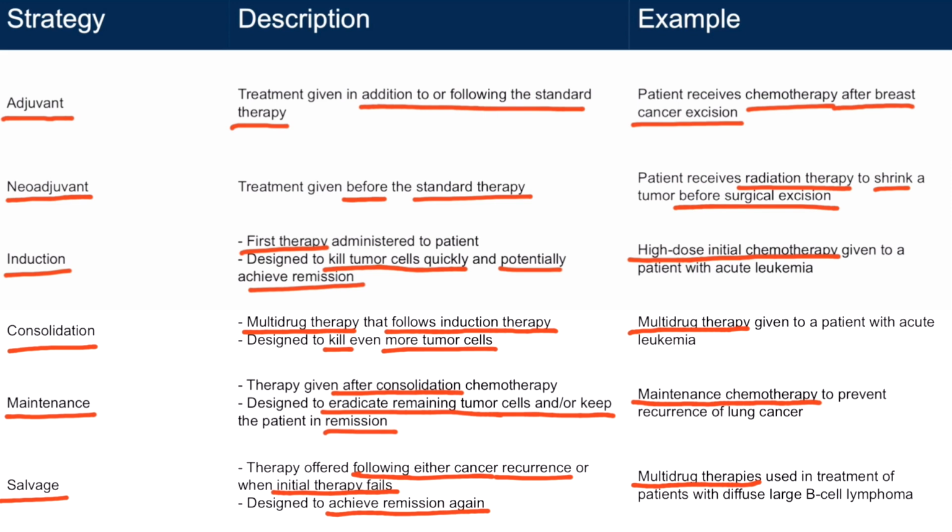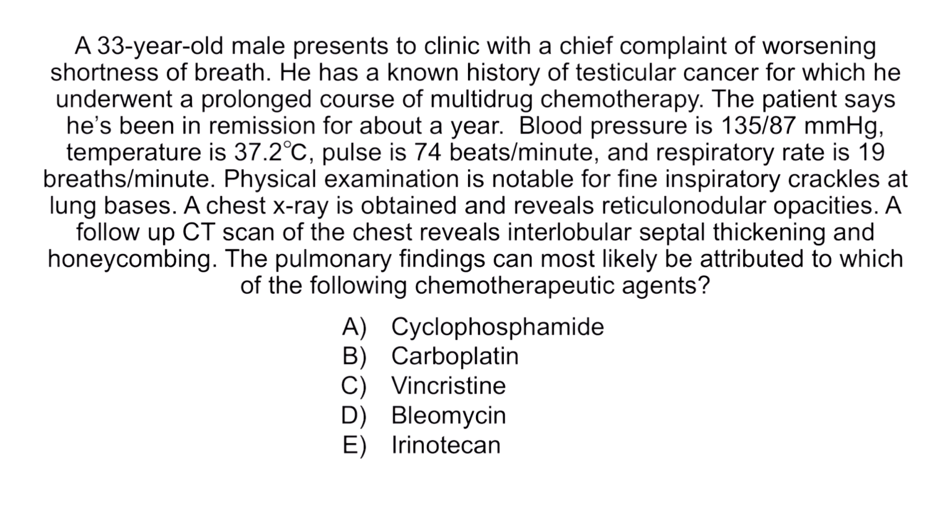So in sum, the key to this table is to understand the differences between these 6 general approaches to delivering cancer therapy and be able to distinguish the difference between all of these because examiners really like to test them on boards. And it's helpful clinically. Now let's wrap up with a board style question.